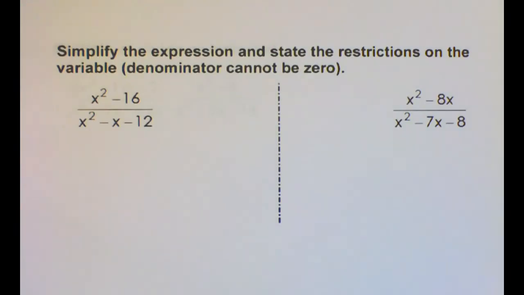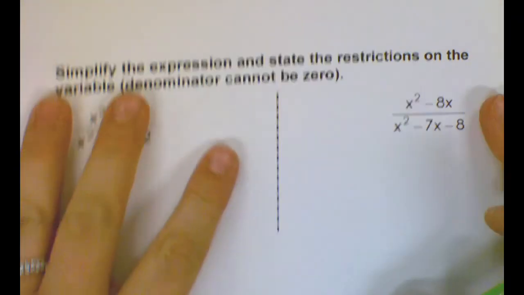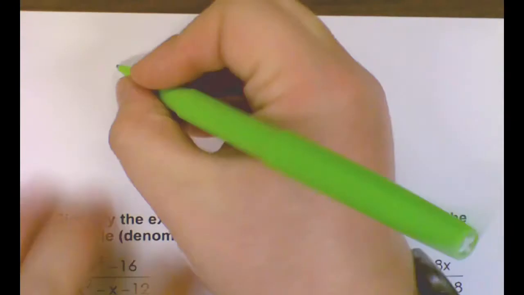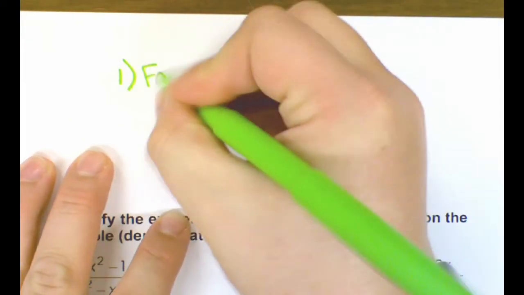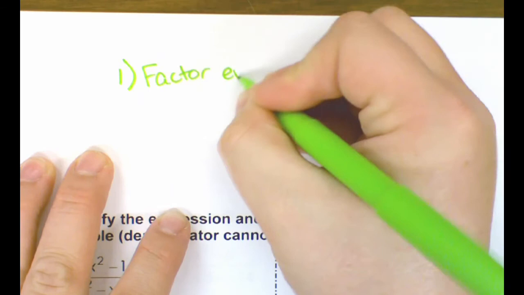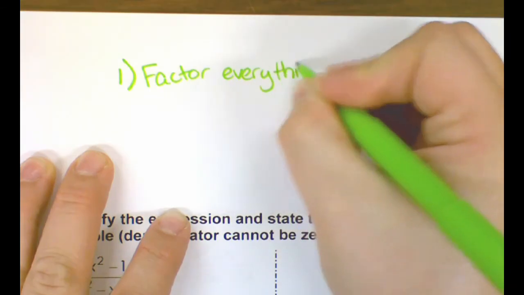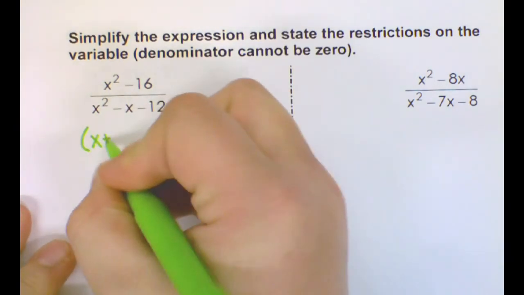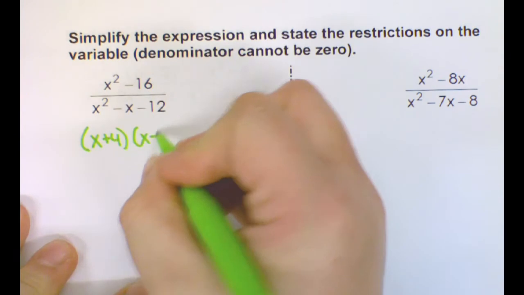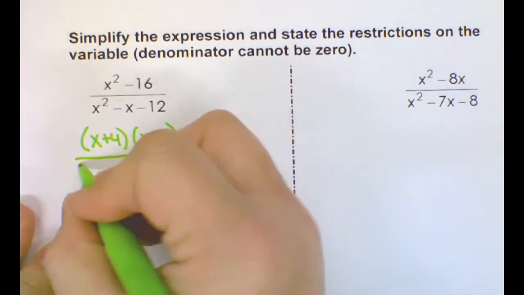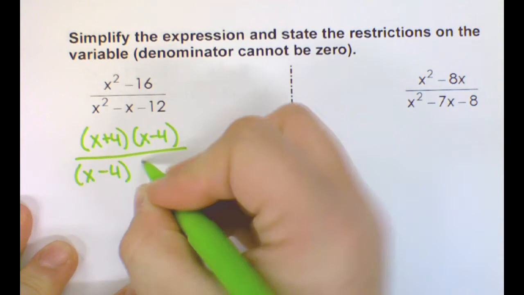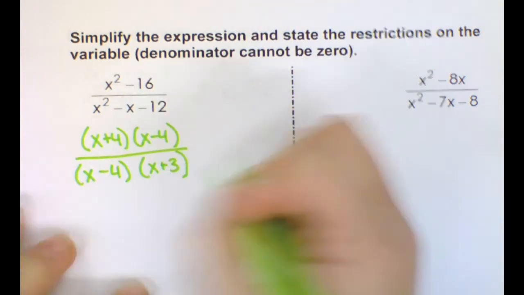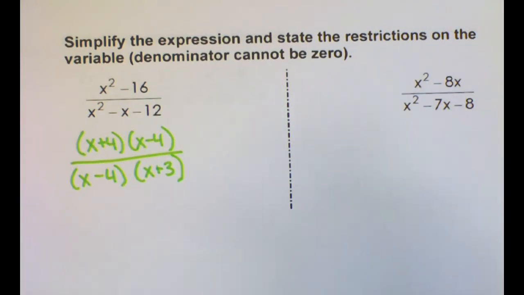So to simplify, the first step for simplifying, I'll put those steps right up here. Step 1, factor everything. So I'm going to factor my numerator and my denominator. Factor my numerator, I get x plus 4 times x minus 4. My denominator is x minus 4 times x plus 3. Factored everything. Perfect. Step 2.